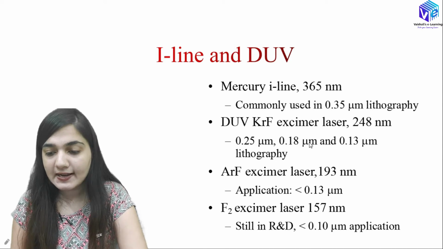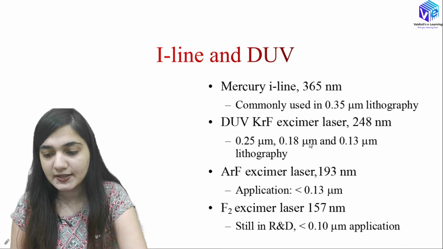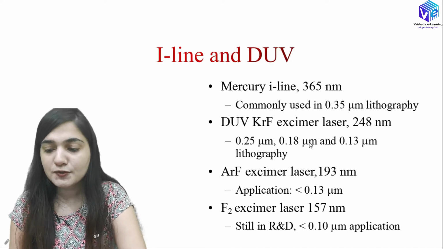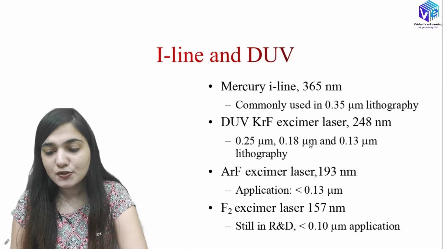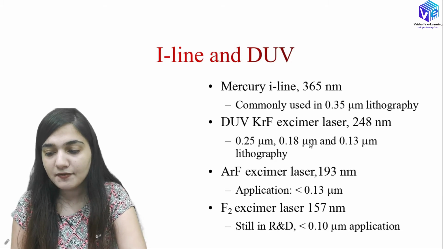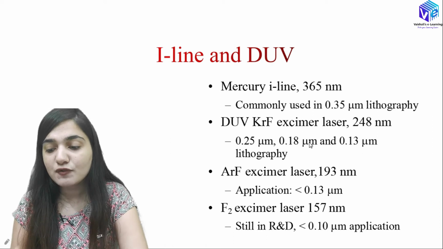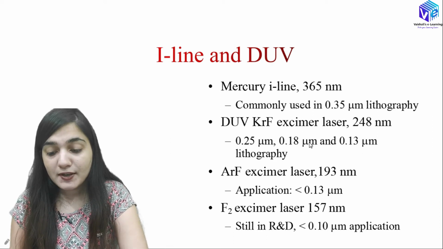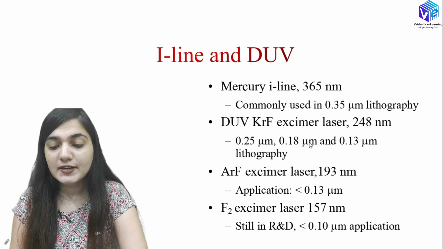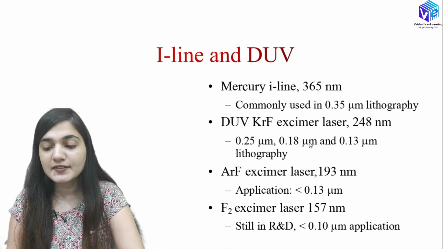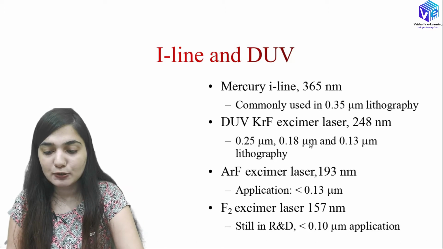Now coming to i-line and the deep UV. If I have i-line, I have already told you its wavelength is 365 nanometer, so it is the commonly used light in the lithography process. Now coming to the deep UV, it can be used with the help of a KrF excimer laser, which has a lesser wavelength. You can see here the wavelength is 248 nanometer. You can also see that we can get feature sizes of 0.25, 0.18 and 0.13 micrometer lithography.